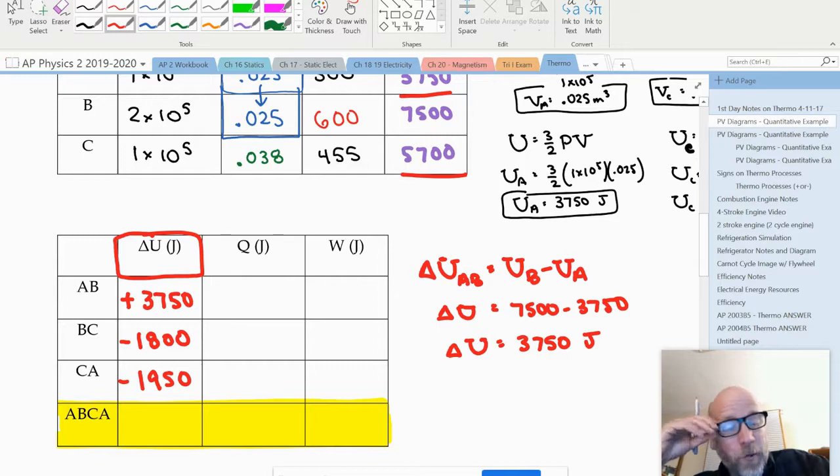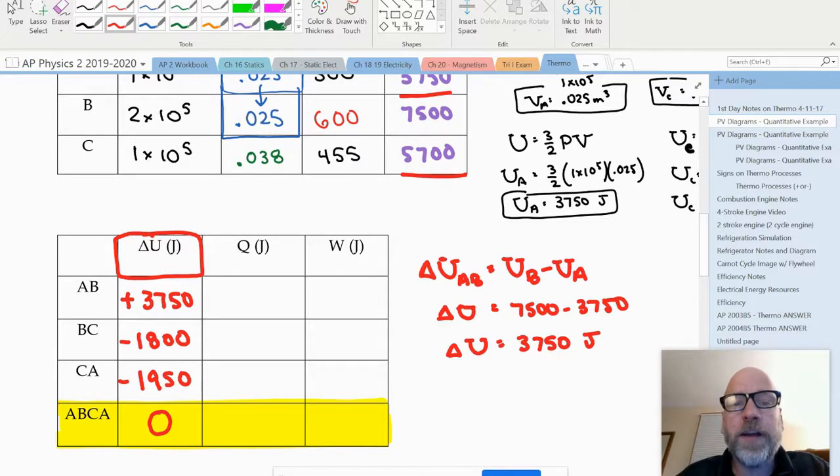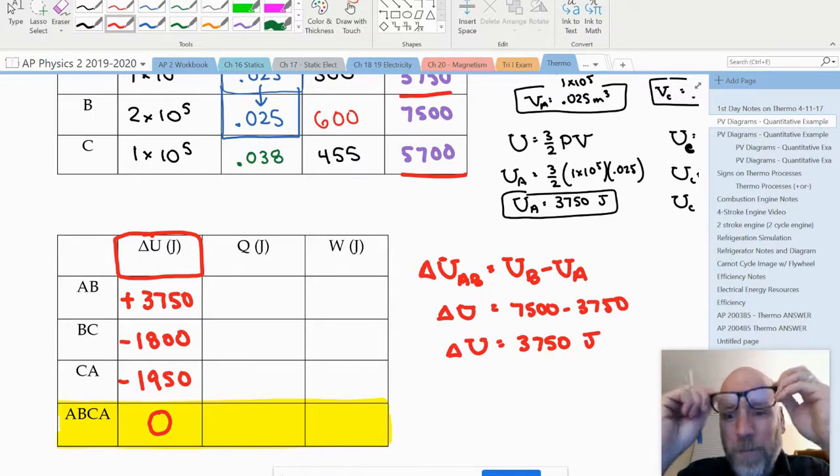Could have found it another way. I could have said, well, I know the total change in internal energy, as that Super Cram video said, if you go back to the same place you started from, the change in internal energy is going to be 0. Why? Because you're at the same place you started at. Of course, it's going to be 0. It's only for a complete cycle.